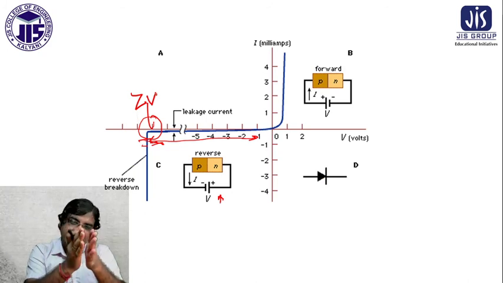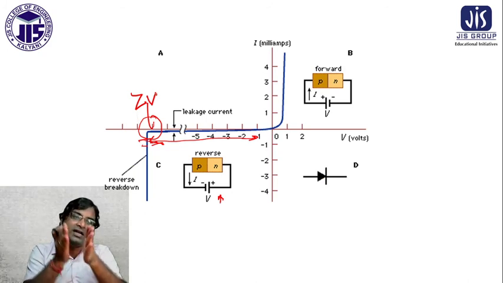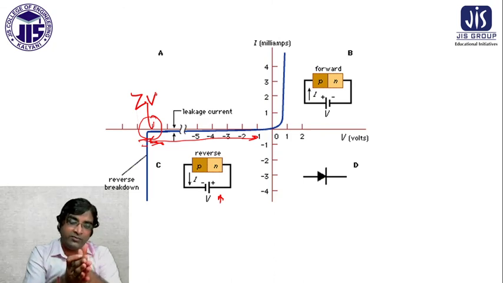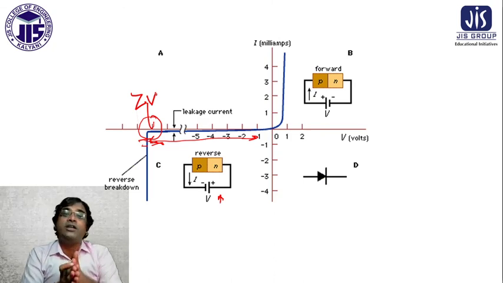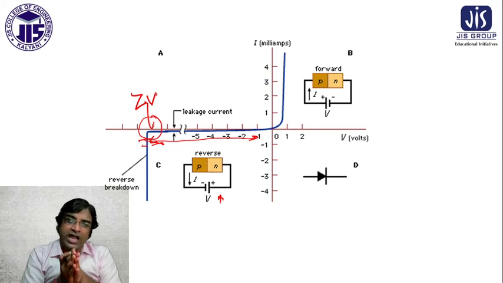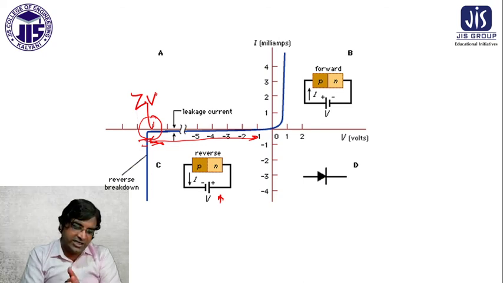So in that case, that is called the reverse breakdown, and in this reverse breakdown, that is called the Zener breakdown voltage. And a highly doped diode is called the Zener diode.